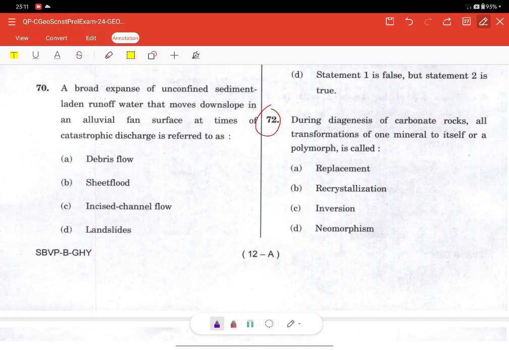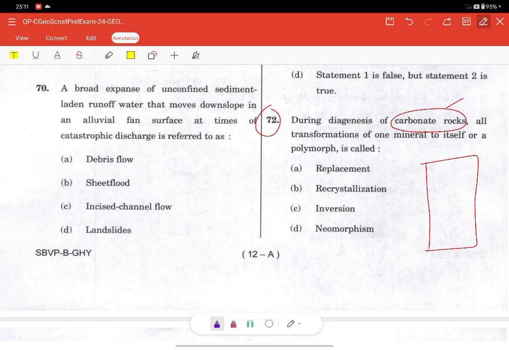So during diagenesis of carbonate rock, always keep in mind, in a sedimentary geology paper, you always see that the diagenesis of the carbonate rock just happens to be at the last. So during diagenesis of carbonate rock, transformation of mineral to itself or to a polymorph is termed as what?